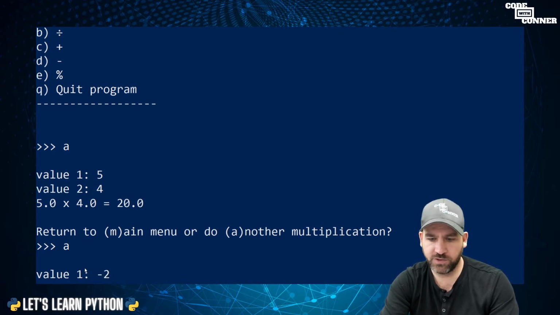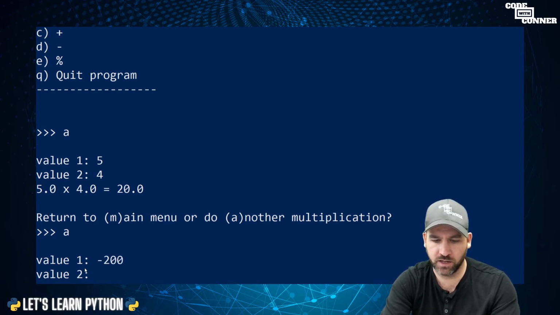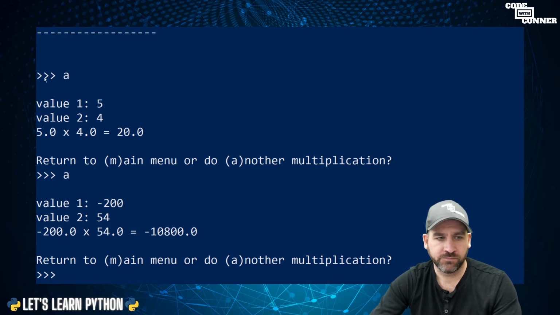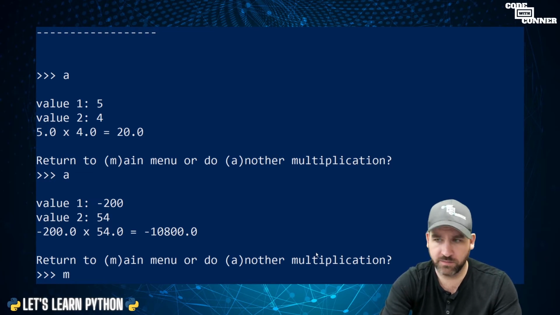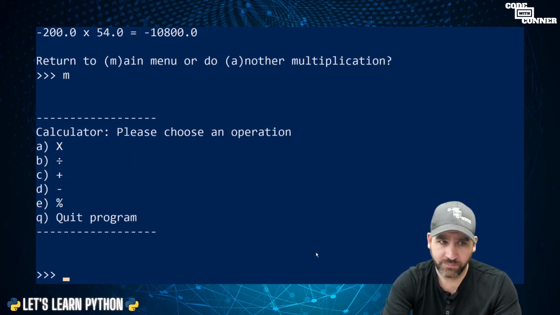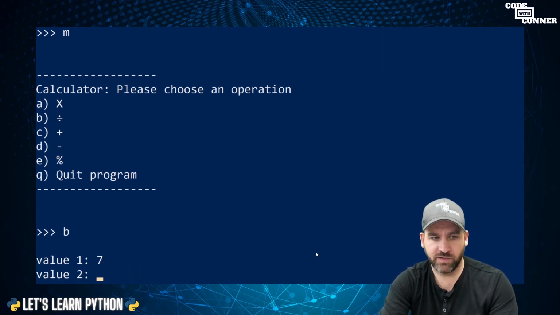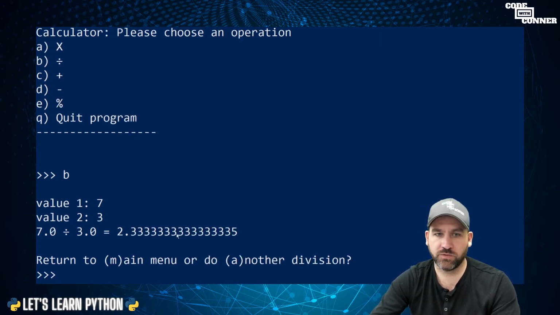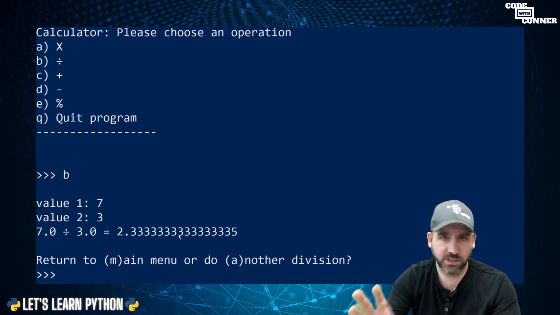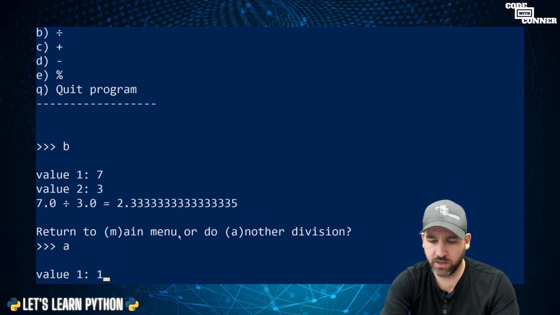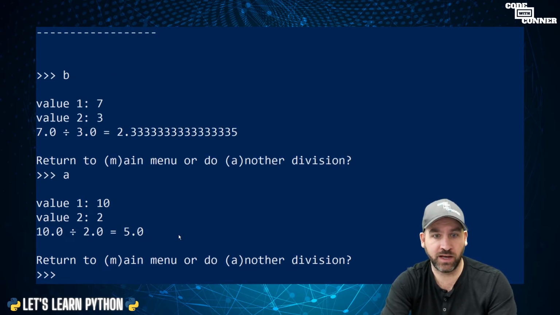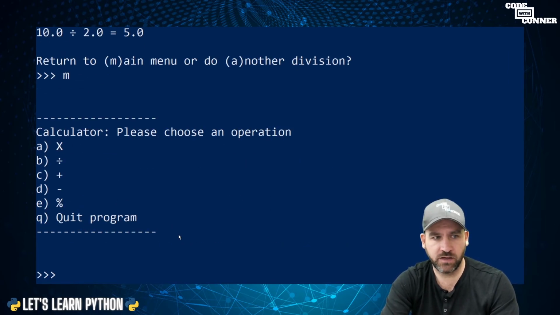Let's do negative 200 times 54. Right? Negative 200 times 54 is negative 10,800.0. And then let's go back to the main menu. All right. So let's say I want to do division. Division, 7 divided by 3 is 2.3. Now I didn't put any rounding in there. Feel free to add in some rounding if you want to. I just showed the whole thing. Let's do another one. 10 divided by 2 is 5. Let's go back to the main menu.